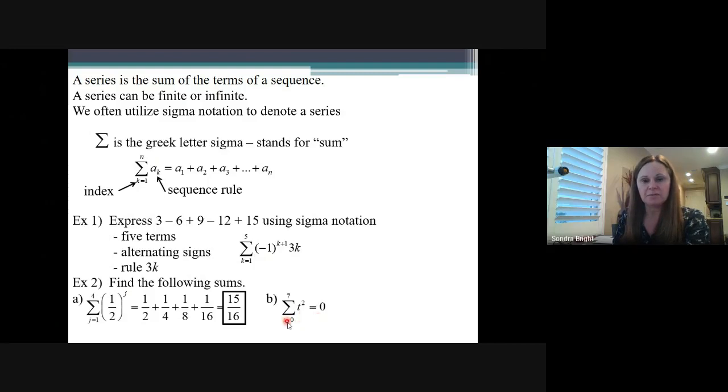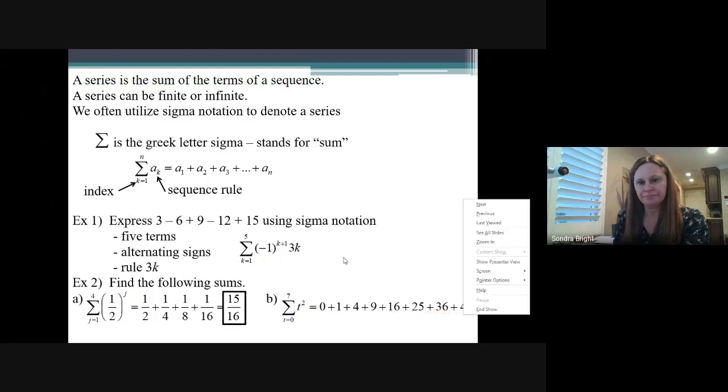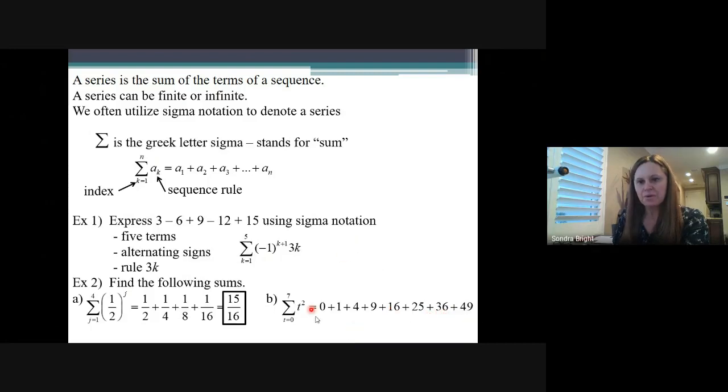0 squared is 0. Then you plug a 1 in. 1 squared is 1. Putting plus signs in between. Plus sign. 2 squared, 4. Plus sign. 3 squared, 9. Plus sign. 4 squared, plus 5 squared, plus 6 squared, plus 7 squared. And when you add all of those up, you should get 140.